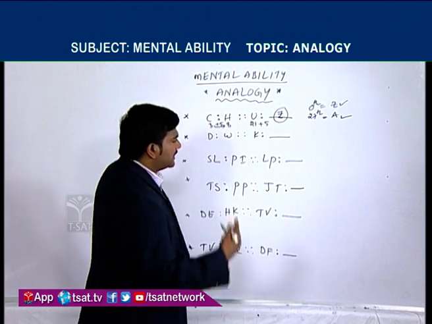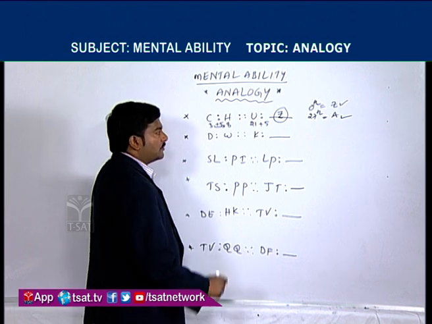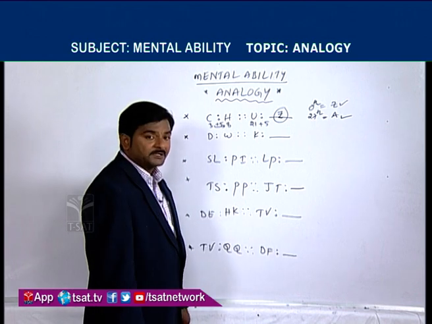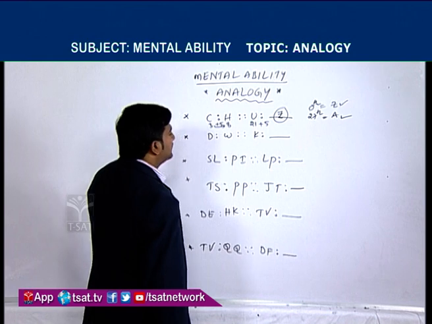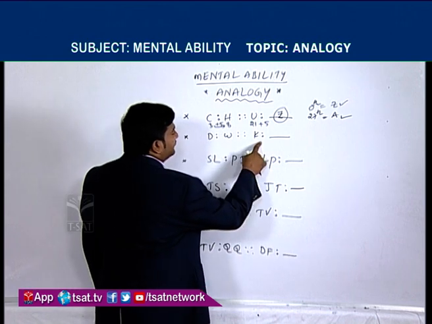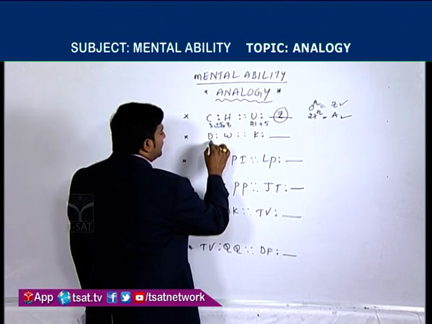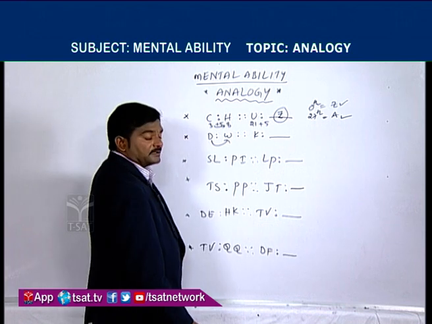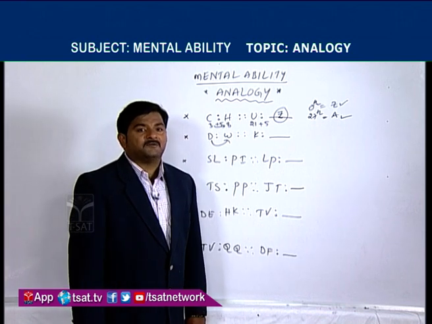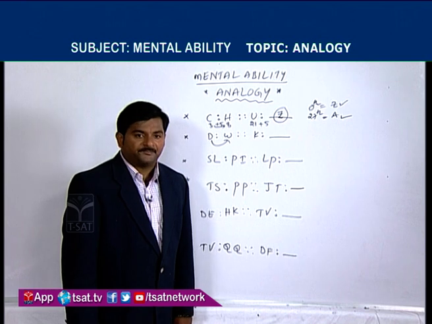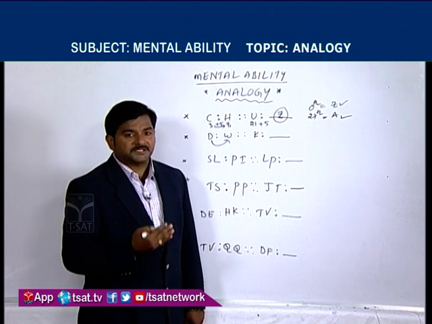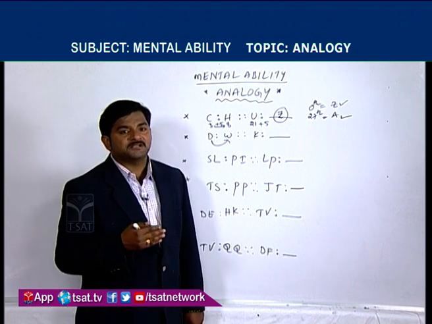Z. Okay, I already told about that, and you have seen many models in letter series also. Okay, just keep in mind. Now D, W and K is to dash. So D, W is expressing the second half of the alphabets in reverse order in the letter series part.